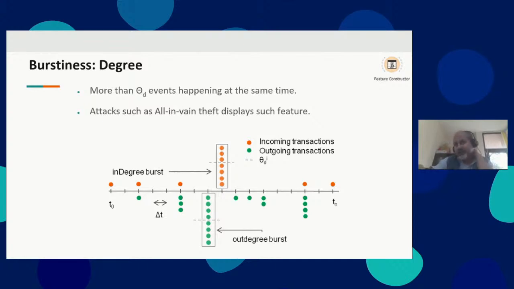As I said about the burstiness of degrees, from our data we found that incoming and outgoing transactions tend to be very high in number in a certain block or in two consecutive blocks for certain types of malicious activities. Here is a picture that shows that at this point there is a huge number of outgoing and incoming transactions for this account. Other times they're normally transacting. But if there are such bursts, we consider that a possibility of some malicious activity. Plus token theft, for example, displayed such features.